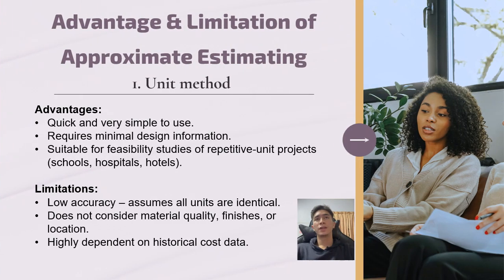For the advantages and limitations, the unit method is the simplest and the fastest estimating technique. The advantages are it is very quick and easy to use. It requires very little design information, making it useful at the earliest stage. It is suitable for feasibility studies, especially for projects with repetitive units such as schools, hospitals, or hotels.